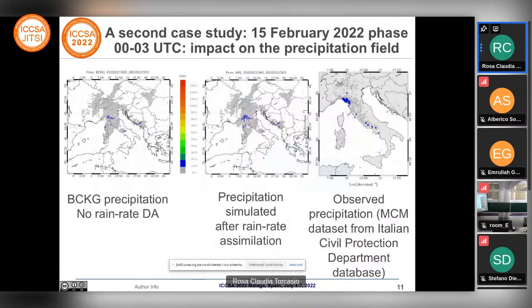As regards the precipitation field, we have that the simulation which assimilates rain rate is in better agreement with the observations, and in particular the precipitation over Liguria between 20 and 30 millimeters is better represented and is missed by the background one.